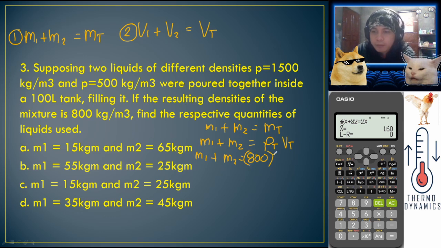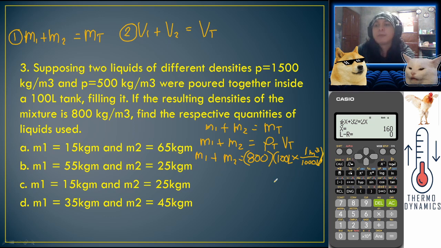Oy! Volume natin is 100 liters. Yun nga lang, di ba? Hindi dapat po 100 liters yan. Kasi dapat naka-cubic meter yan. And with that, kailangan nating i-convert. Eh, ano po ba ang conversion? Tatandaan natin yung conversion. Ano yung conversion yan, sir? So, we have... Ito, tatandaan nyo, 1,000 liters is equal to 1 cubic meter.